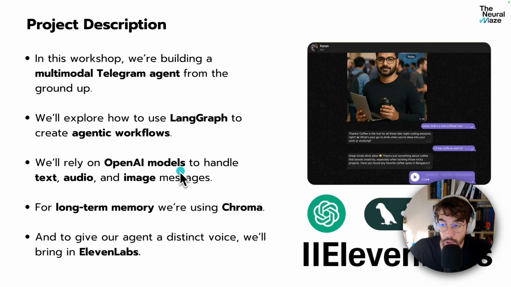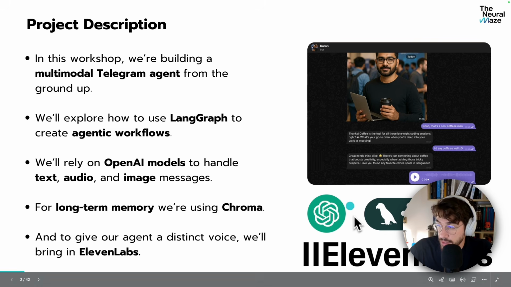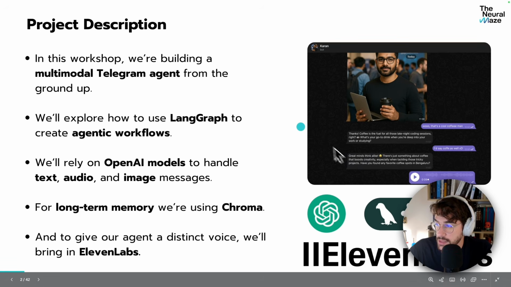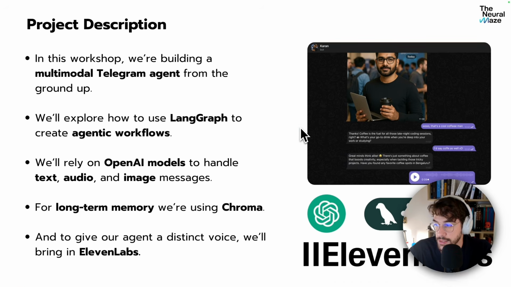We will rely on OpenAI models to handle text, audio, and image messages. For long-term memory, we are going to use Chroma, and to give our agent a distinct voice, we will bring in ElevenLabs. The only thing for which you will need to pay some money is OpenAI. LangGraph is free, ChromaDB is also free, and in ElevenLabs, in case you haven't exhausted the free tokens, you will be able to run the trials that we are going to use with the free tier.